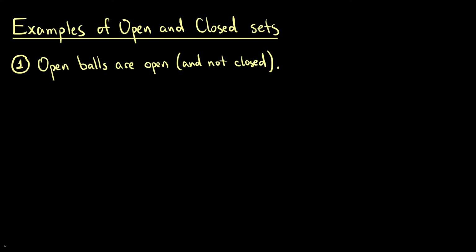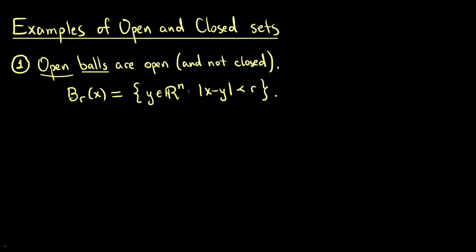Okay, let's see some examples of open and closed sets. So first of all, open balls are open. Let's see a proof of this. So let's recall that the definition of the open ball was this. The ball centered at X of radius R is the set of all Y in Rn such that the Euclidean distance of Y to X is less than R.